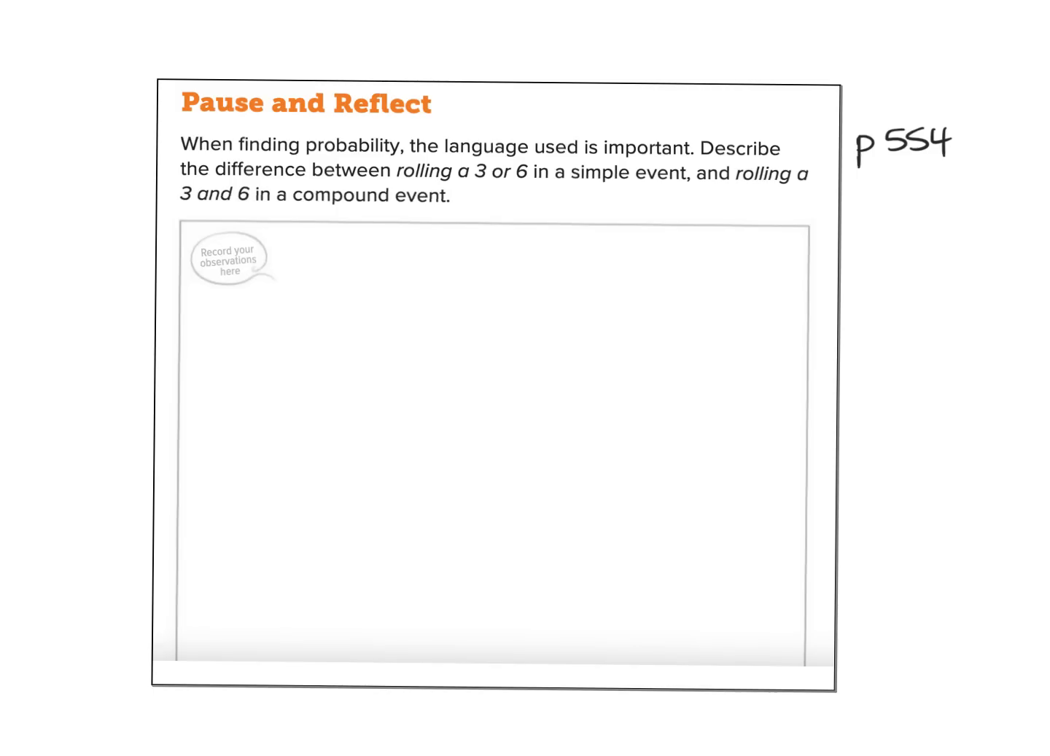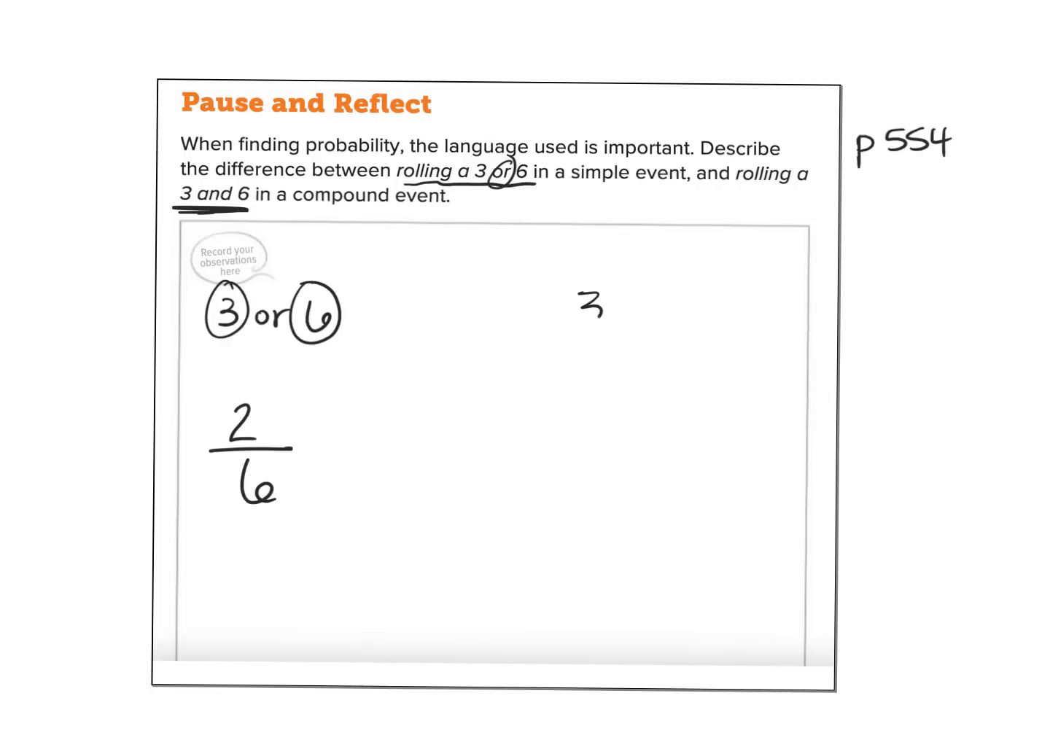All right, if you go to page 554, I want you to read through this question and try to answer it to see if you can tell me what's the difference. So the language you use is very important. There's a difference between saying rolling a 3 or a 6 and rolling a 3 and a 6. If I said a 3 or a 6, that means I could get either of them. So like on a dice, if I just rolled it one time, there's 6 different options I could get, 3 or 6. Those are 2. There's 2 choices for there.